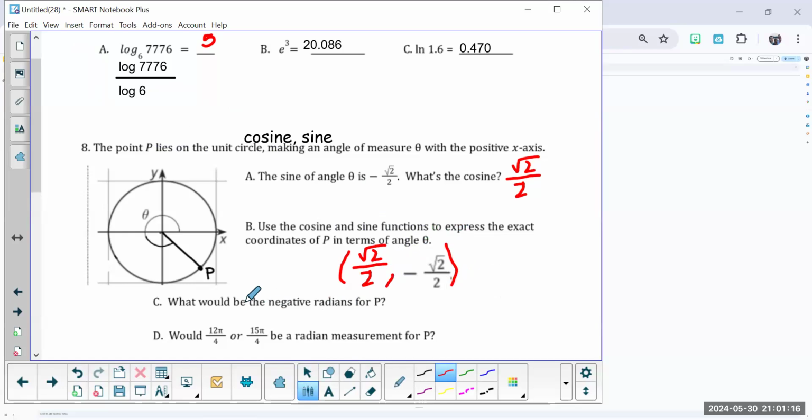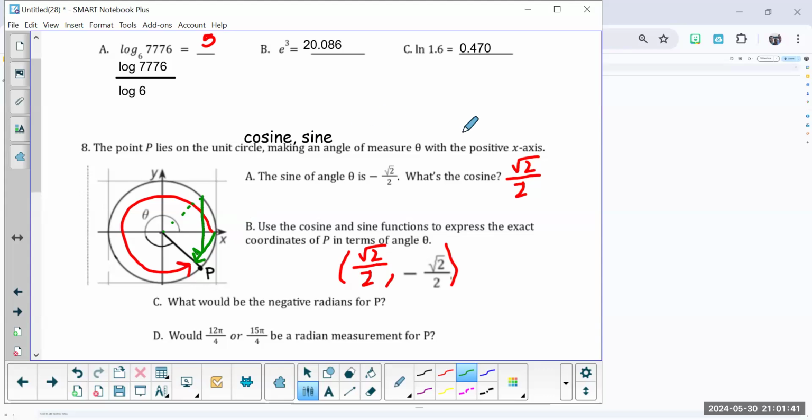All right, what would the negative radians for P be? So remember, the negative radians means that we're going the opposite way. So normally when we go around the circle, we go counterclockwise. So we go all the way to here. So now they want what the negative radians would be. What would we have to do to go from here to here using the negative part? We can see that by figuring out what the positive part for that same spot would be up here, and then just flipping it so that way it's negative.